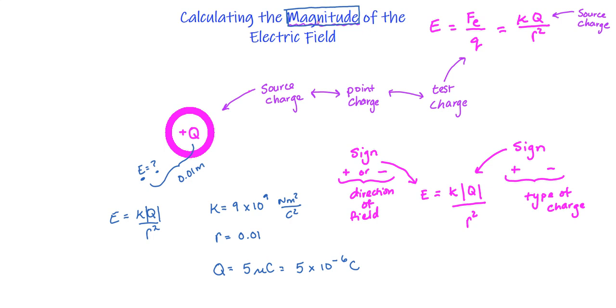So calculating the magnitude of the electric field would just be getting a numerical value for this E and not being concerned with whether you have a positive or negative sign. In the next video, we're going to take a look at how you actually determine the direction of the electric field, because it's not going to be the same in every location.